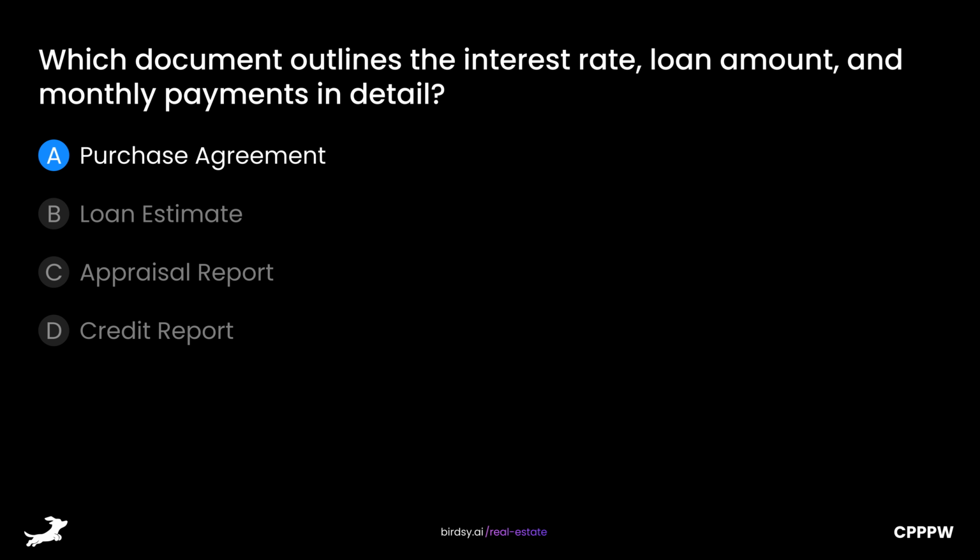Which document outlines the interest rate, loan amount, and monthly payments in detail? Is it A, purchase agreement? B, loan estimate? C, appraisal report? Or D, credit report? The answer is B, loan estimate.